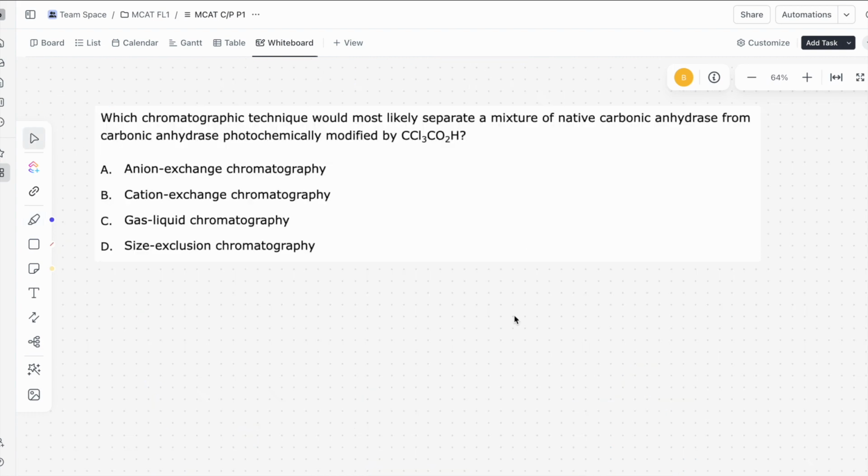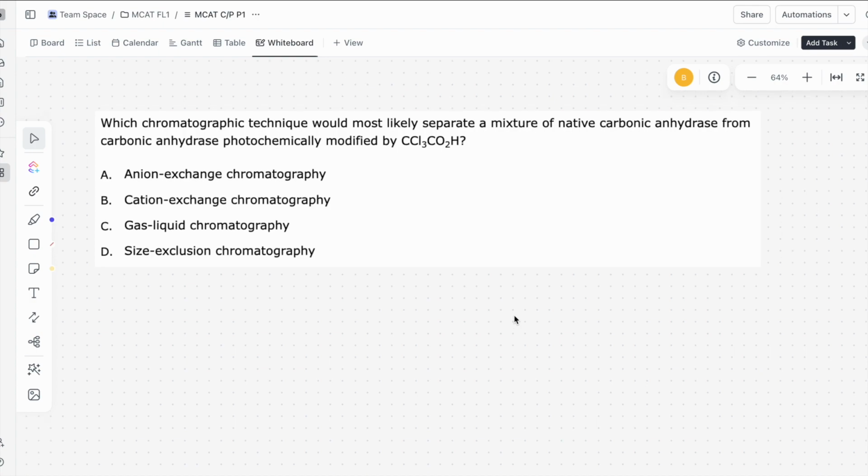Which chromatographic technique would most likely separate a mixture of native carbonic anhydrase from carbonic anhydrase photochemically modified by CCl3CO2H? All right, so let's see.